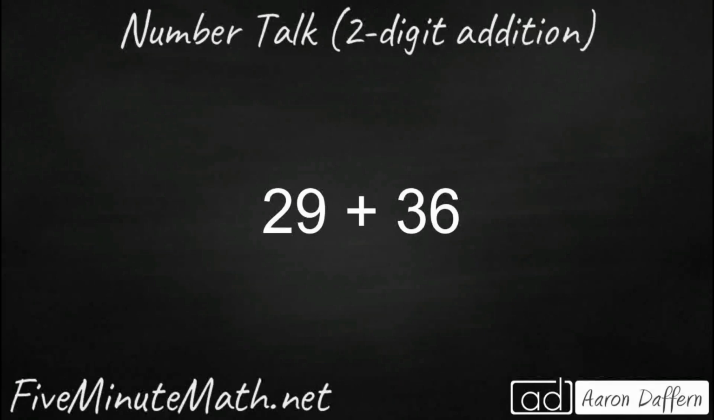Today we are looking at the expression 29 plus 36. What we do in a number talk is we use mental math. That means no paper, no pencil, to try to solve an expression, and then we look at all the different ways we could have used to figure it out. So before we go any further, let's go ahead and do that. Pause the video, work out 29 plus 36 in your head. When you have your solution, unpause the video, and we will look at all of our strategies together.